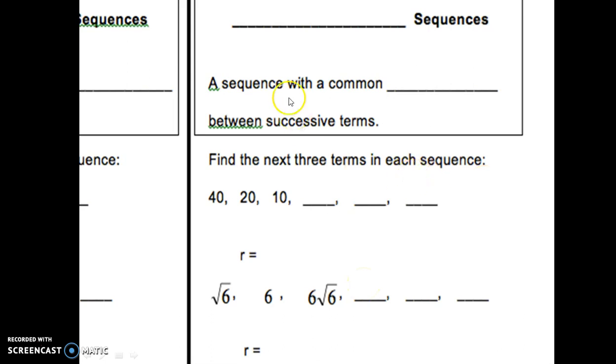So here we are. Let's make the title Geometric Sequences. These are defined as a sequence with a common, last time for arithmetic it was a common difference. For a geometric sequence, it has a common ratio. And ratio is just another way of saying a multiplier. So a common ratio between successive terms, and successive means one term after the next, right? So here is an example.